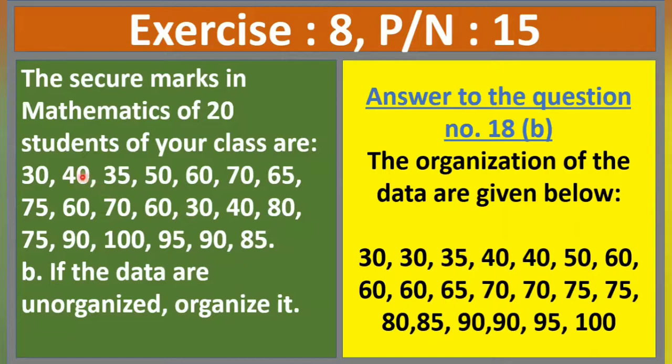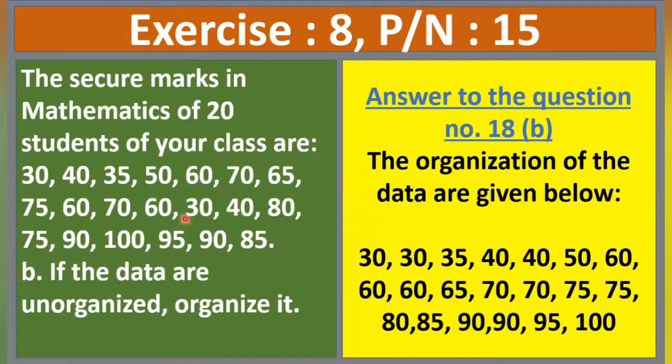Then we will go for which one is the greater number after 35 here? Yes, it's 40. So here we will write 40, and at first look how many times 40 appears here. Yes, it's 2 times. So I have written 40 2 times. Then which one is the greater number after 40? Yes, it's 50. So see, I have written here 50, and 50 is how many times here? Only one time. Written, done.